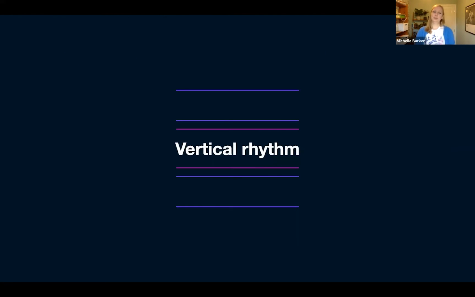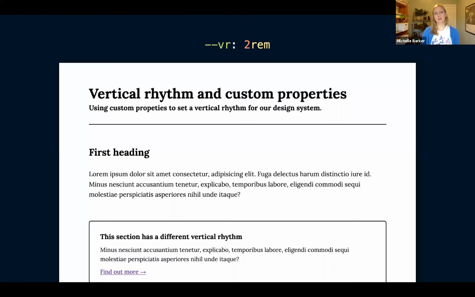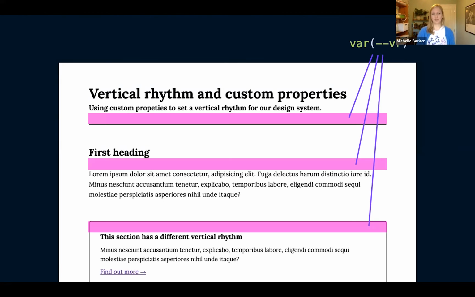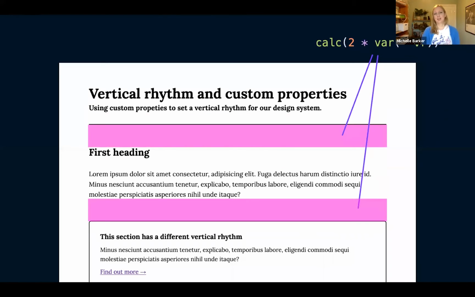Another reason for global variables might be in order to maintain vertical rhythm and consistent spacing on your website. So we could set a custom property for one vertical spacing unit. We're going to call this vertical rhythm custom property VR and set its value as 2 rems. So these highlighted margins are each one VR unit, so in this case, 2 rems. And then these 2 spaces are 2 times our vertical spacing unit. So we can use calc for that.